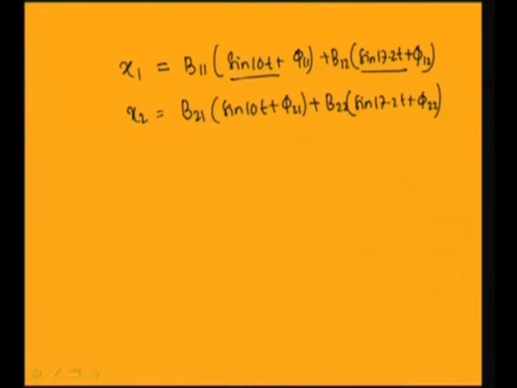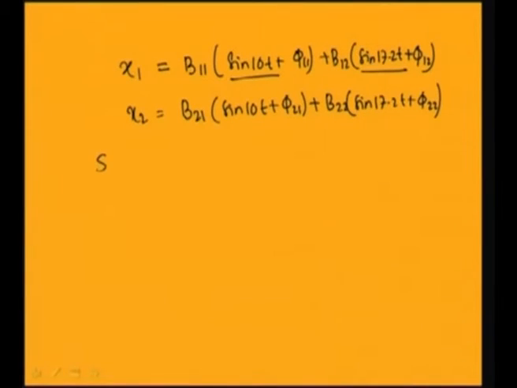So already you know how to write the equation of motion by using these normal modes. So these are the normal modes, sin 10t and sin 17.2t. 17.2 is the second frequency and 10 is the first frequency of the system. So in this way you can find the response of a 2 degree of freedom system with damping. So let us see some other systems which are known as semi definite systems.